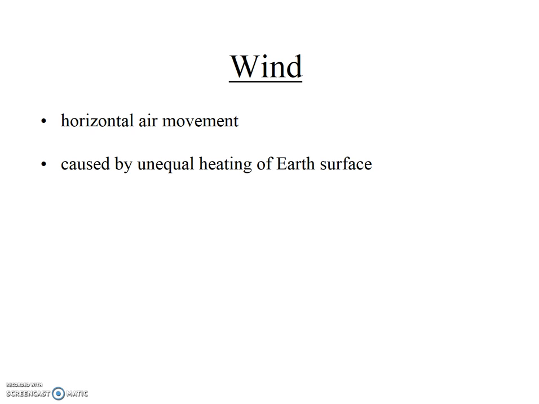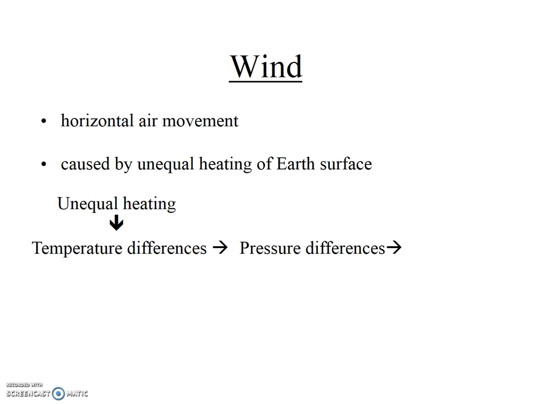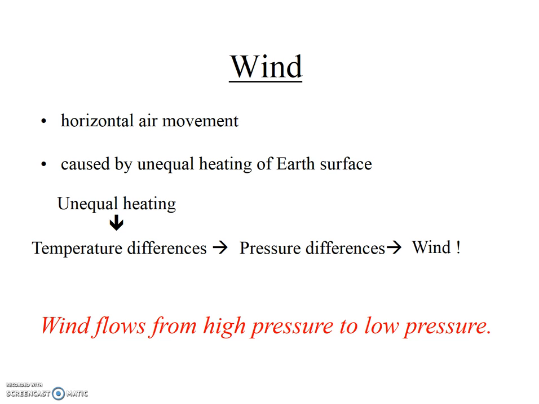So in a nutshell, this is how it works. Unequal heating of the Earth causes temperature differences on Earth, which cause pressure differences, which create wind. So pressure differences create wind, but those pressure differences ultimately result from the unequal heating of the Earth. Generally, wind flows from high pressure to low pressure, just like water flows from high pressure to low pressure.